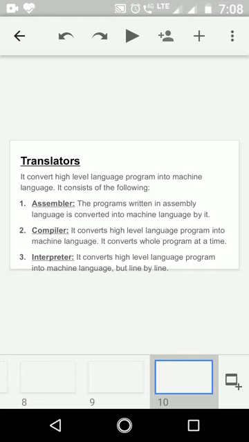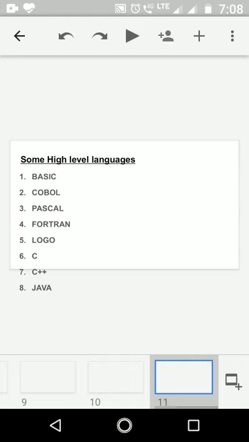Next is interpreter. It converts high level language into machine level language, but it converts it line by line. If any error is there in any line, it reports at the same time, and once the error is rectified, then only it will proceed to the next line. So interpreter is quite similar to compiler, but the error finding and rectification process is different.